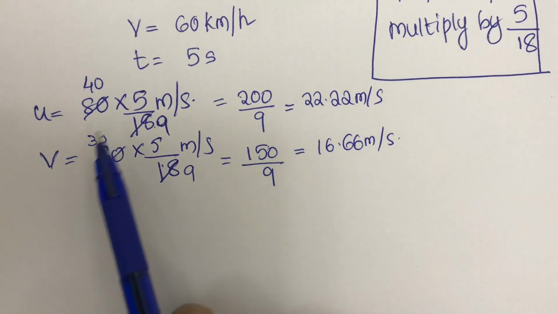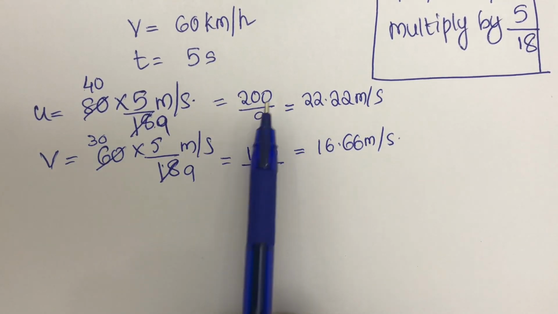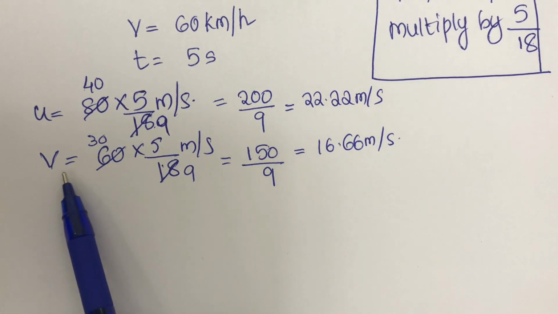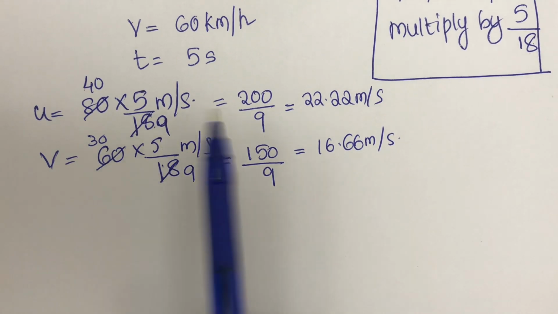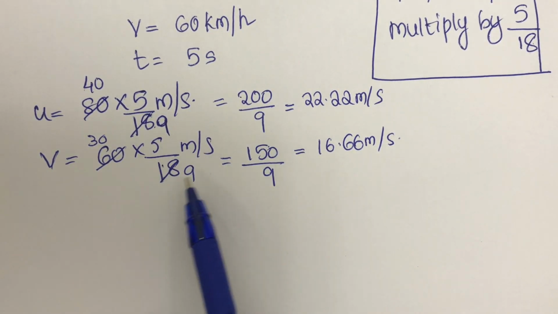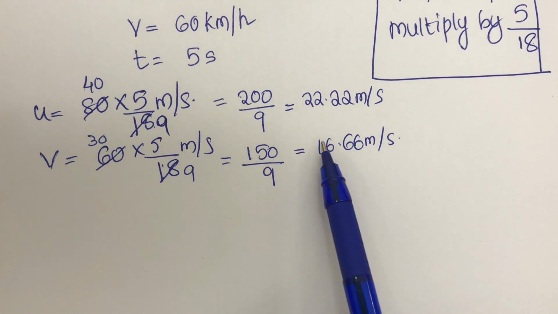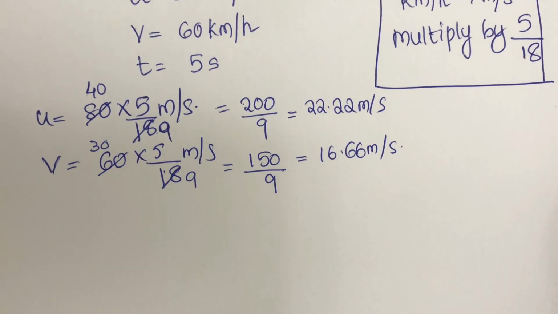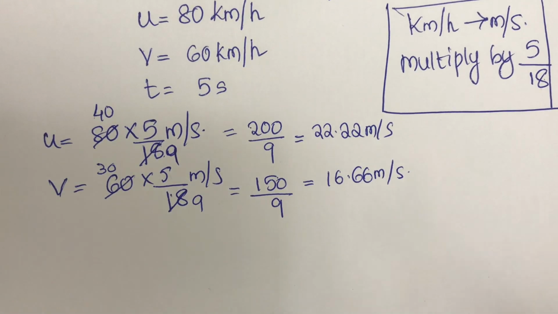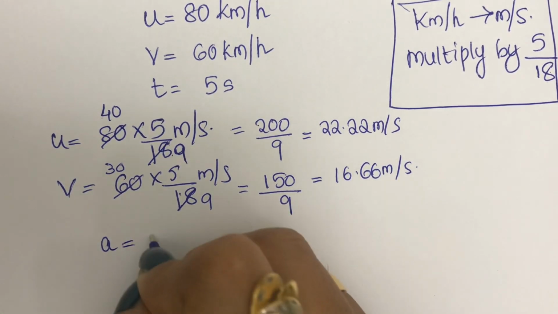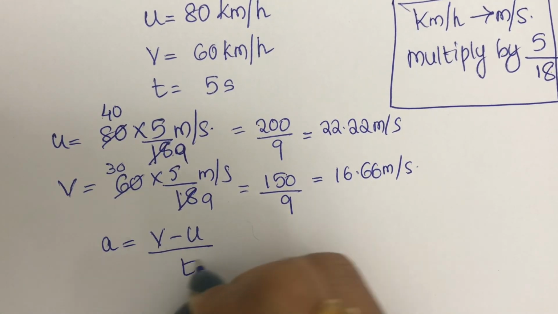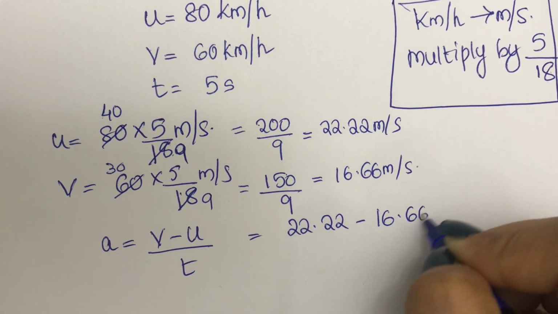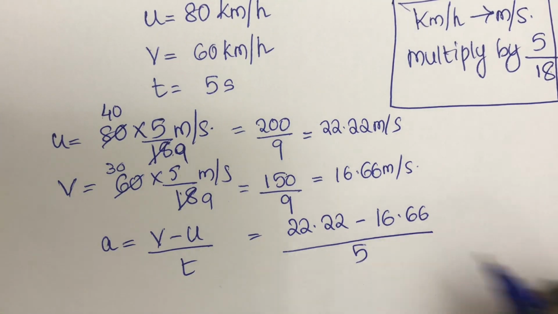So here u is 200 by 9, which is equal to 22.22 meter per second, and v is 60 into 5 by 18, and we got 150 by 9, which is 16.66 meter per second. So what is the formula for acceleration? Acceleration is v minus u by t, right? We have to find the acceleration, that is v minus u by t, which is equal to 22.22 minus 16.66 by 5 seconds.